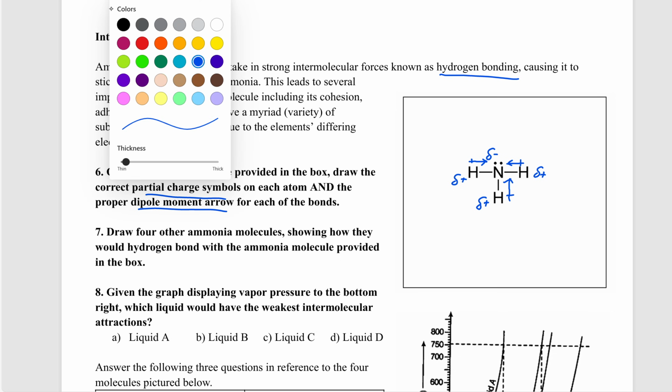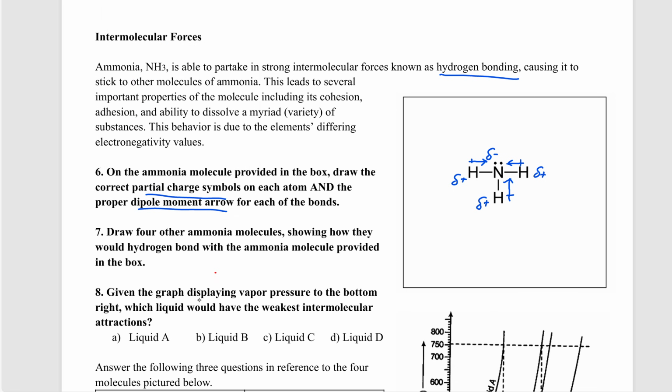I'm going to switch colors here to make it easier to see for number 7. It says draw 4 other ammonia molecules, showing how they would hydrogen bond with the ammonia molecule provided in the box. So let's say I've got another ammonia over here. So the nitrogen, remember, is partially negative over here. So to show a hydrogen bond, we are not going to draw a line like that. That line shows a covalent bond. To show a hydrogen bond, you draw some dashed line.